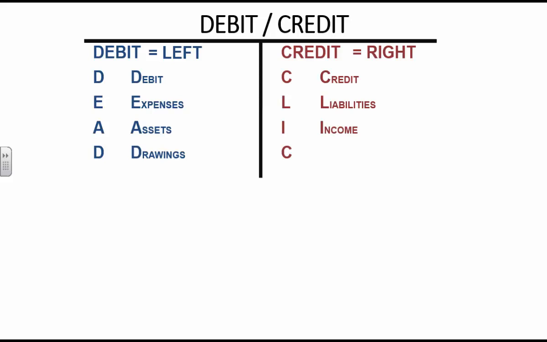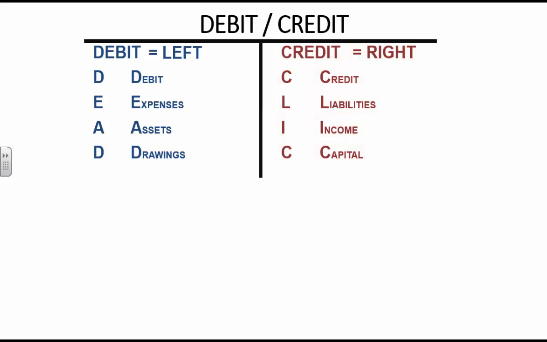If the D was for drawings, the opposite of drawings, what the owner takes, is capital, what the owner puts in. So DEAD and CLIC: debit expenses, assets and drawings. Put it on the left of those accounts if you want them to increase, and on the right if you want them to decrease. CLIC says credit liabilities, income and capital. So if you want a liability or an income or a capital account to increase, you will credit the account. And obviously if you want it to decrease, you will debit.